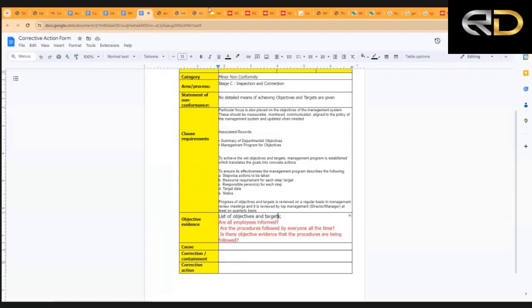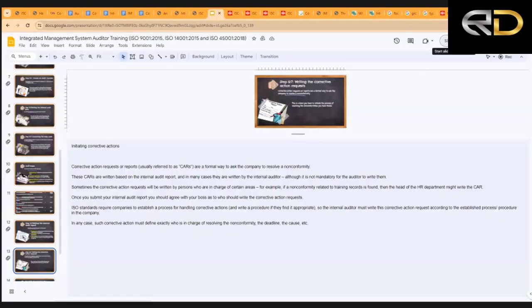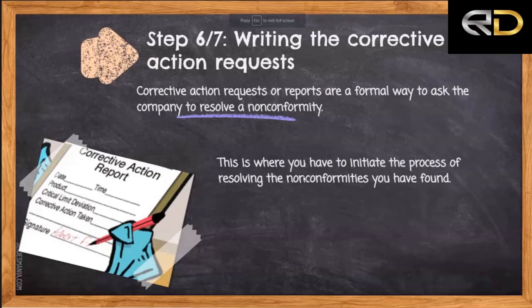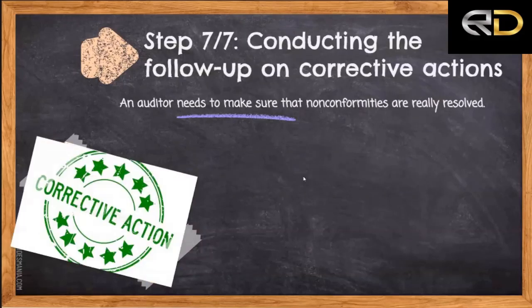And at this point, that is how you write a non-conformity corrective action request, and that is the end of it. After that, the last step is conducting the follow-up on corrective actions. So the auditor needs to make sure that these non-conformities have been resolved.